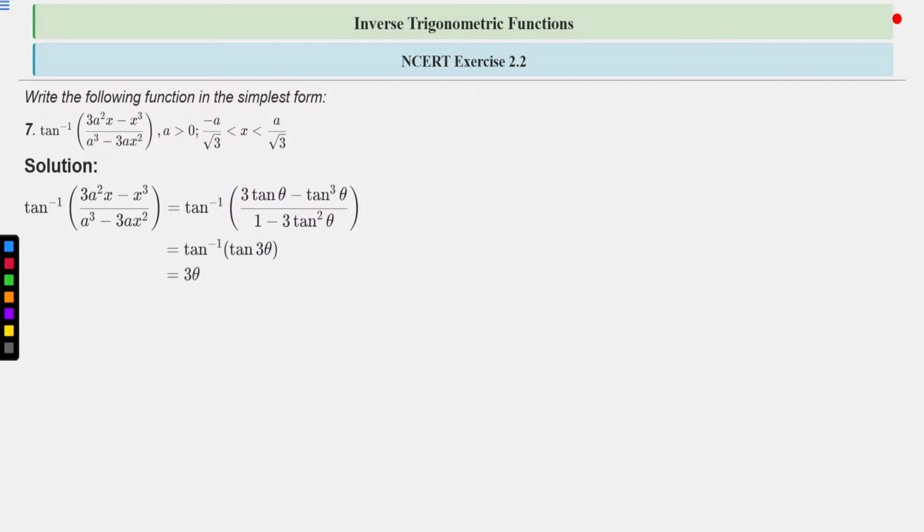So tan inverse tan 3θ will become 3θ, right? And we had taken θ as tan inverse x by a. Therefore, we can write 3θ as 3 tan inverse x by a, and x by a belongs to minus 1 by root 3 to 1 by root 3. Clear? So the correct answer will be 3 tan inverse x by a.